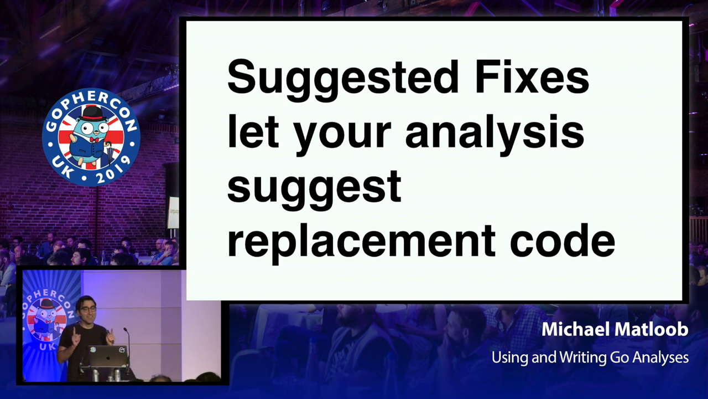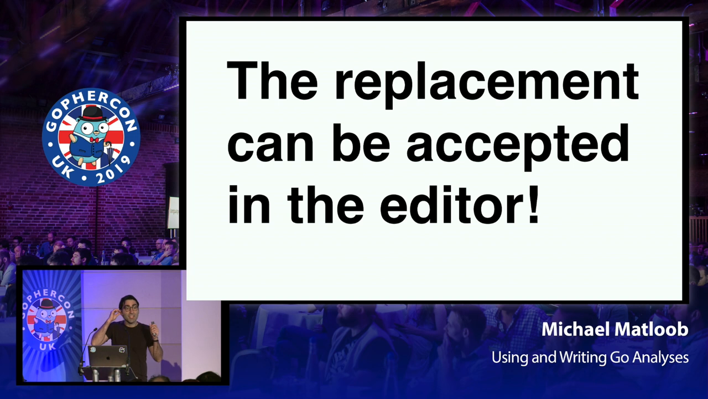So suggested fixes let your analysis suggest replacement code. And users can accept that replacement directly in the editor. So if your analysis knows how to fix the problem it reports, it could show that fix to the user, and the user won't even have to figure out how to fix a bug in their program.